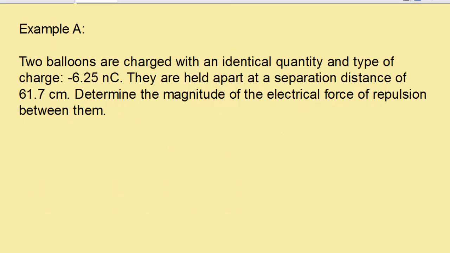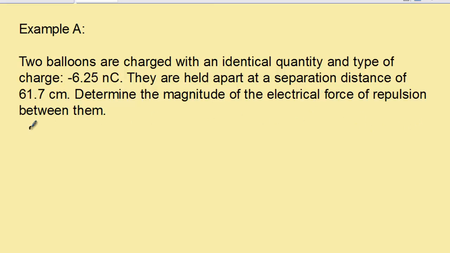All right, so let's do an example. We've got two balloons that are charged with an identical quantity and type of charge, and it says it's negative 6.25 nanocoulombs, and they're held apart at a separation distance of 61.7 centimeters. So determine the magnitude of the electrical force of repulsion between the two.